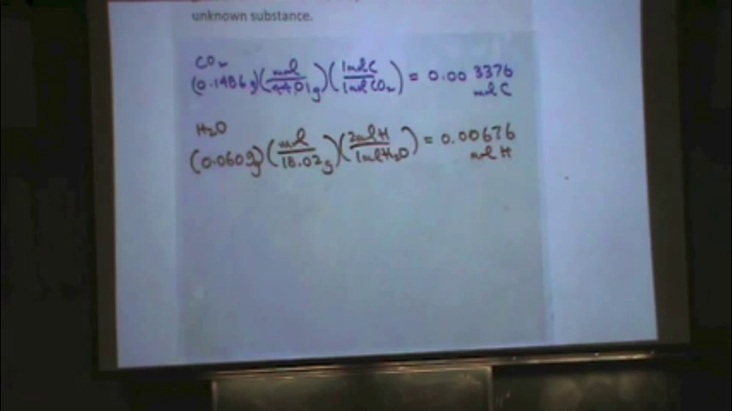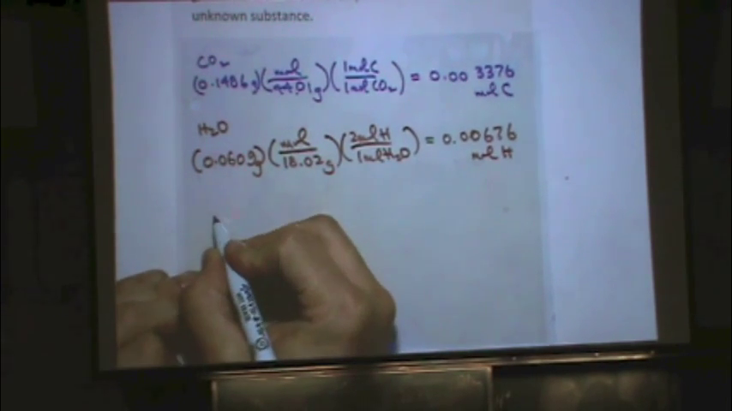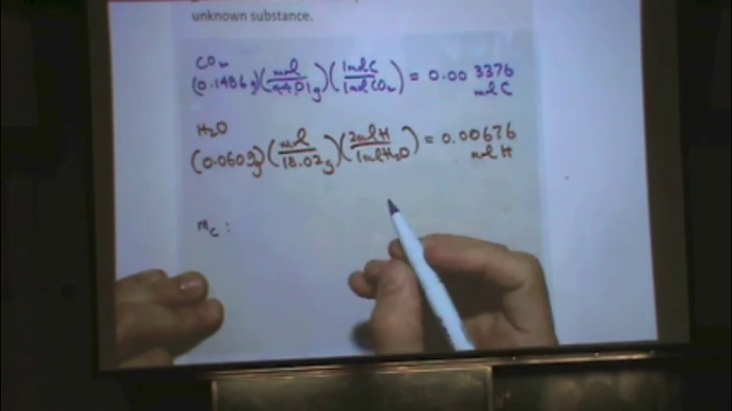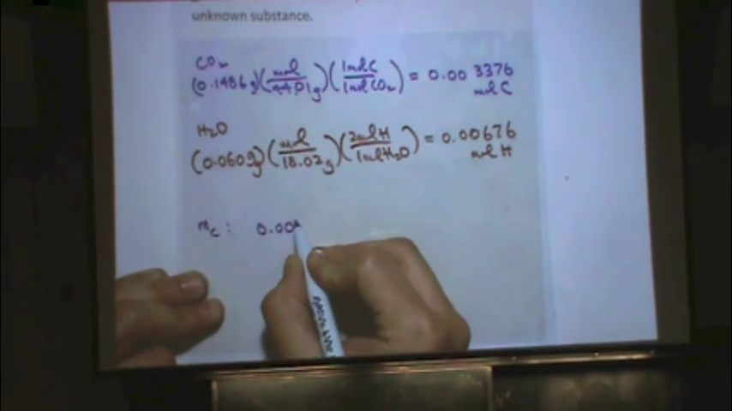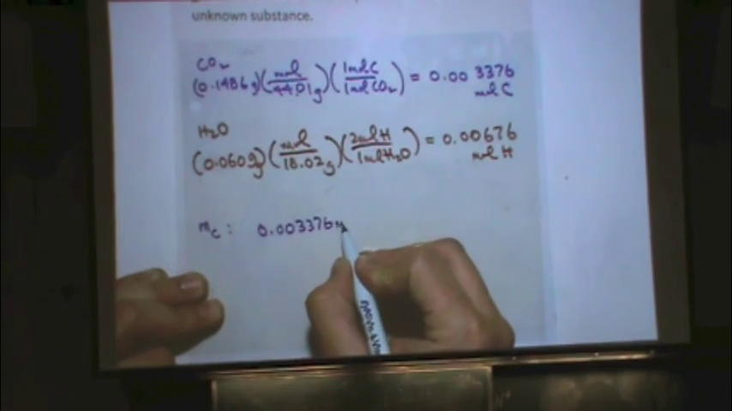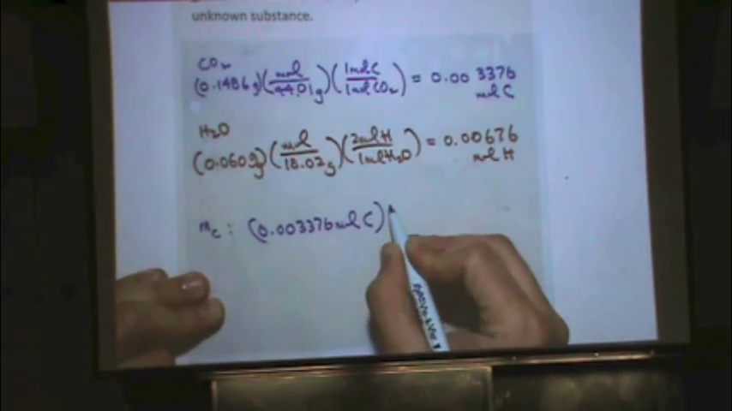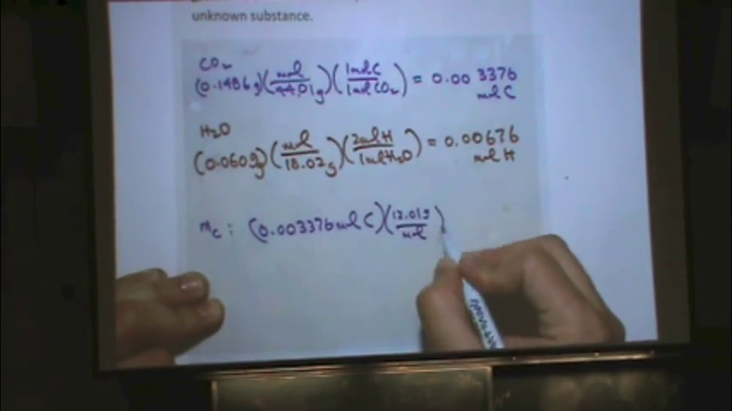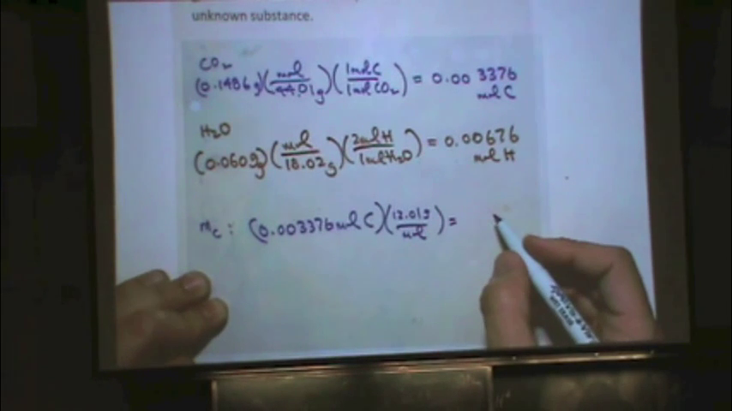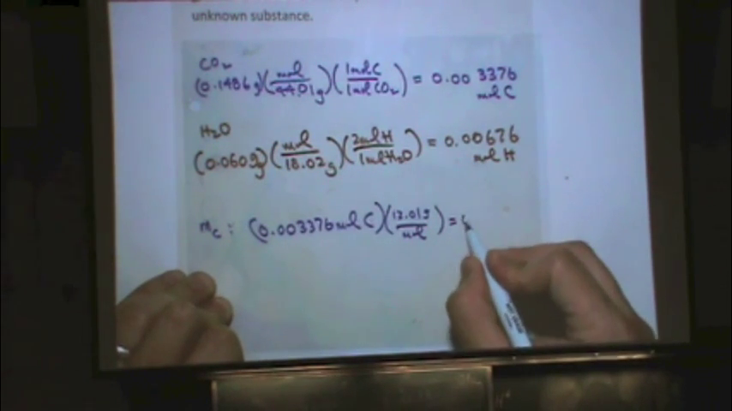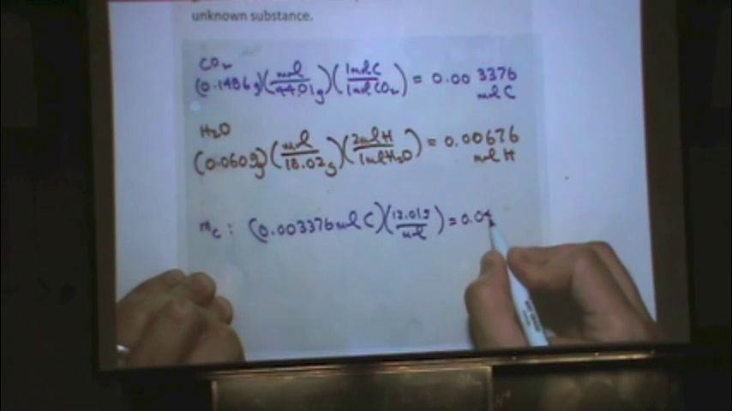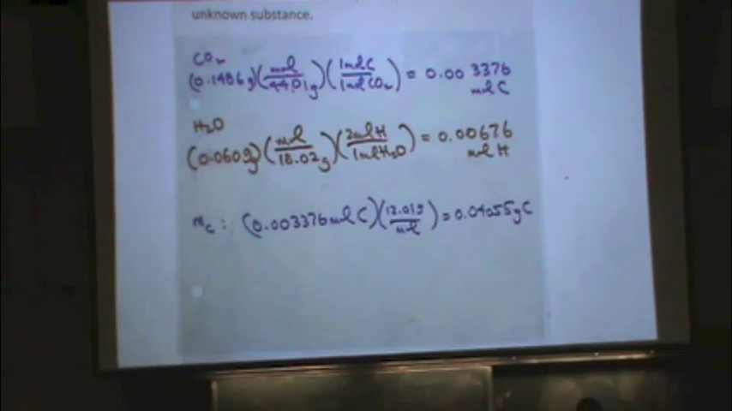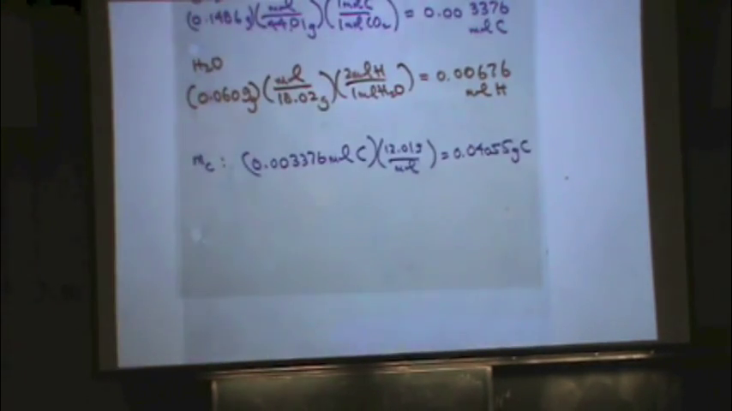So, for carbon, the mass of carbon is what I'm working on now. Well, I've got 0.003376 moles of carbon. I can use a periodic table, 12.01 grams per mole of carbon. This will change me to grams of carbon. This turns out to be 0.0405 grams of carbon. Now I'm going to do the exact same thing for hydrogen.